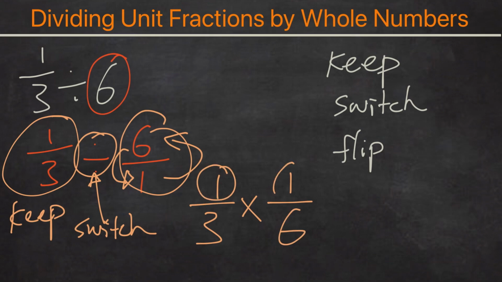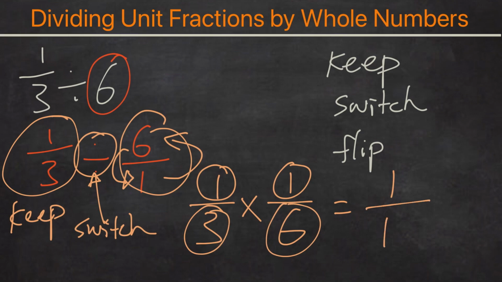Now we just need to cross multiply. 1 times 1 is 1. 3 times 6 is 18. So our answer is 1/18.